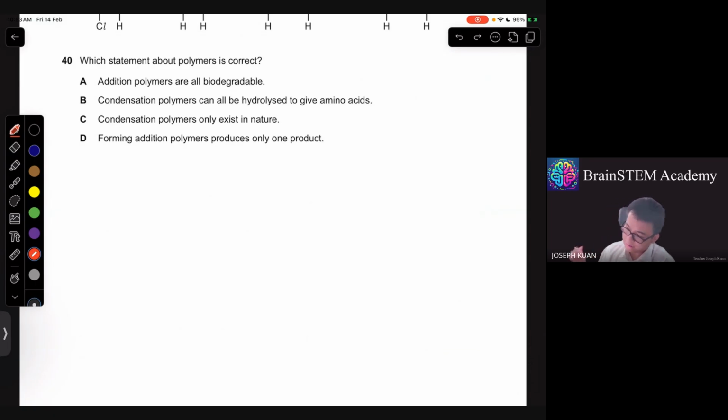40. Which statement about polymers is correct? The answer here is D for donkey. Forming addition polymers forms only one product. In fact, that is what addition reaction is all about. The rest are wrong because plastics are mostly non-biodegradable. Condensation polymers, not all of them give amino acids by hydrolysis, and then condensation polymers can be made in the lab. All right, that's all for this discussion.